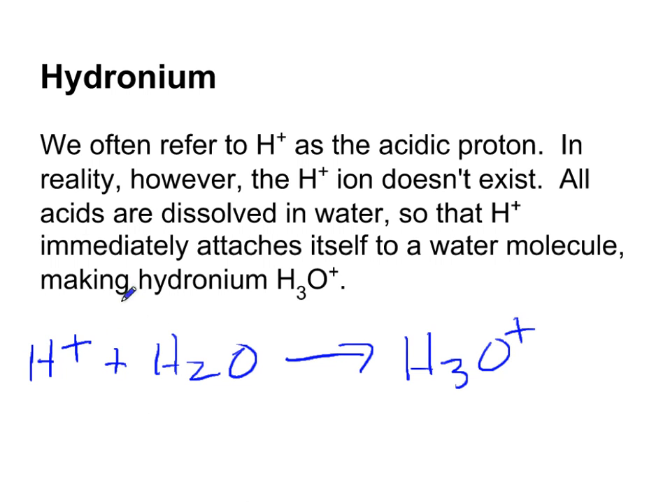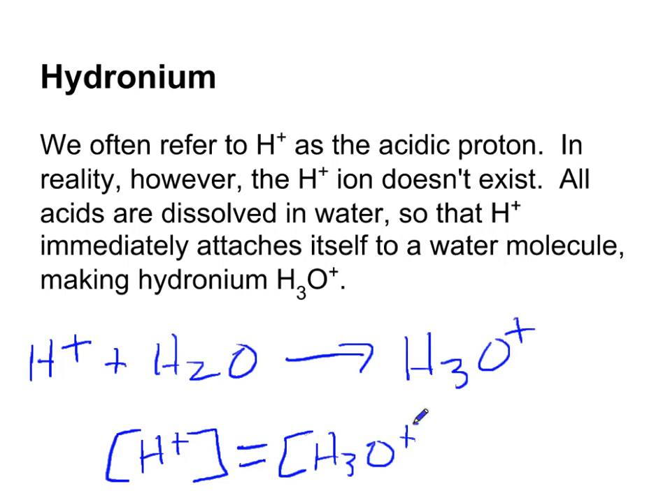Now, the terms hydrogen ion and hydronium are often used interchangeably. Anytime you see the concentration of the hydrogen ion, that's equal to the concentration of the hydronium ion. They represent the same thing, they're just occasionally written in different ways.